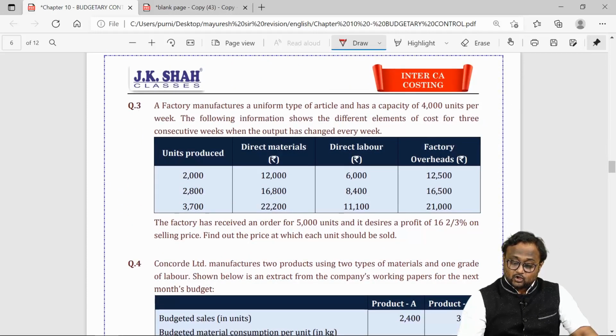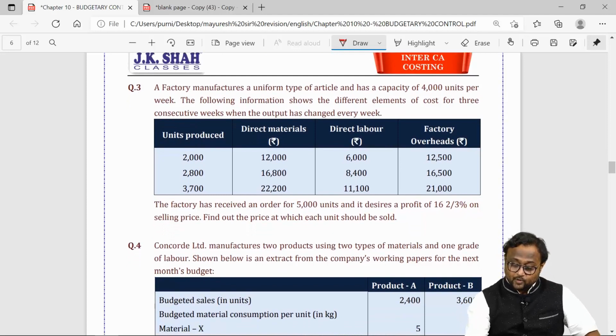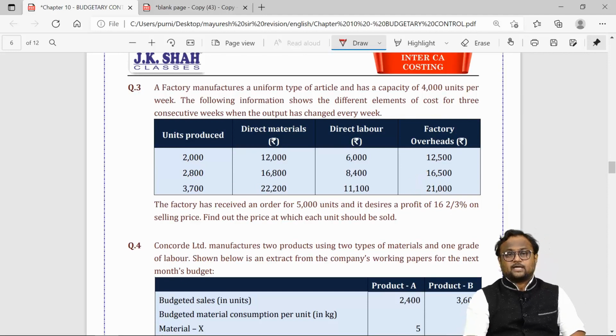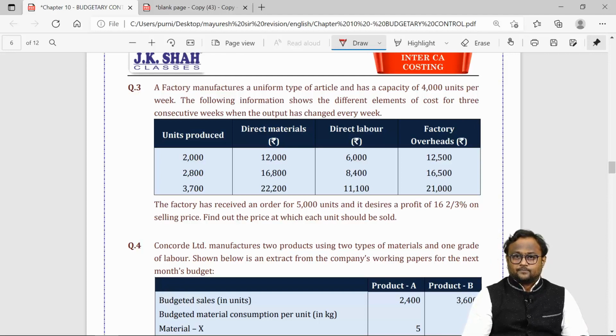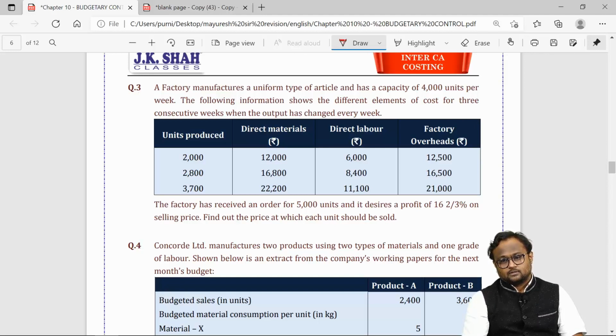In fact, in question number 3 also you applied the same logic. Difference in cost upon difference in quantity you applied for factory overheads. The only important point in this question was capacity utilization, since you were going for excess utilization. Capacity of the firm was 4000, but you were producing 5000. That means you were utilizing 1.25 times capacity.